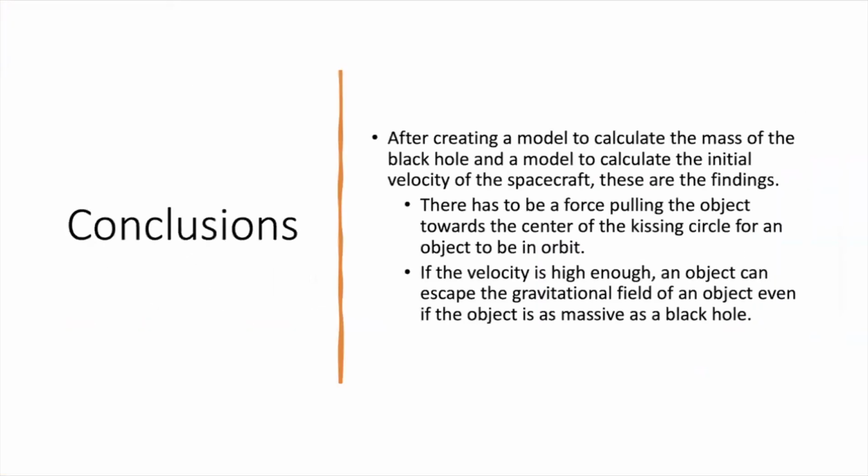Now to conclusions. After creating a model to calculate the mass of the black hole and a model to calculate the initial velocity of a spacecraft, these are the findings. There has to be a force pulling the object towards the center of a kissing circle for the object to be in motion. And if the velocity is high enough, an object can escape the gravitational field of an object, even if the object is as massive as a black hole.